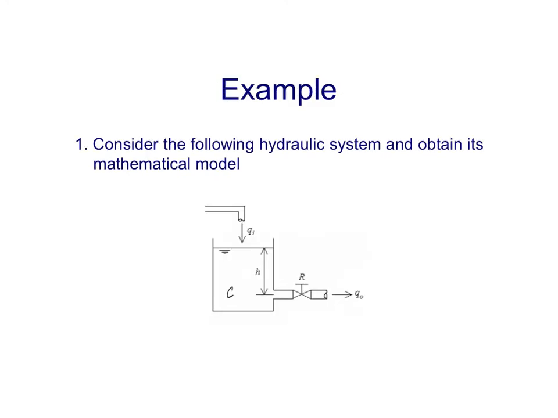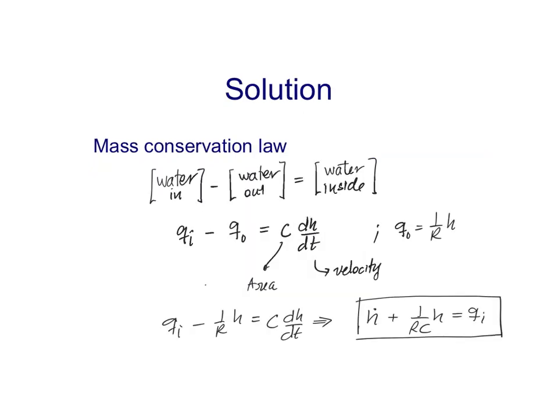Now let's go for an example. Let us consider the following hydraulic system and obtain its mathematical model. We are considering some input flow, Qi, some output flow, Qo. We have a valve here with its resistance, and the capacitance of the tank is given. So, using the mass conservation law, we may consider that the water going inside the tank minus the water going outside the tank should be equal to the water which is remaining inside the tank.